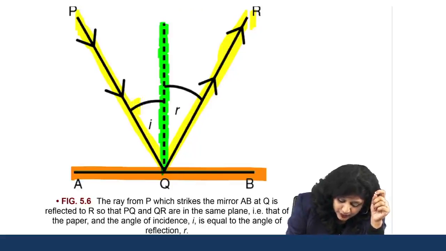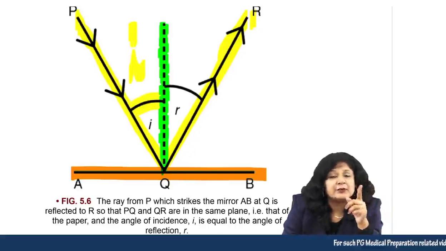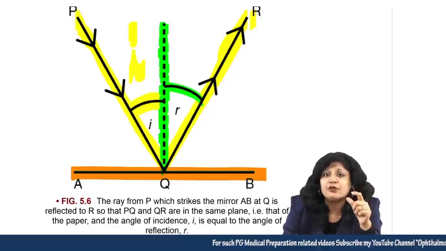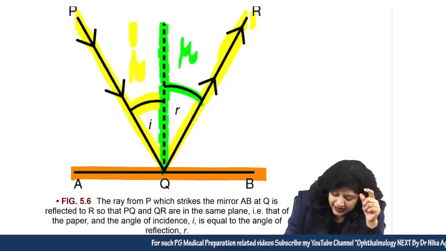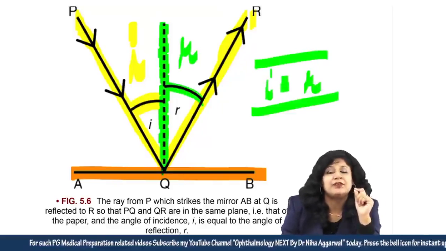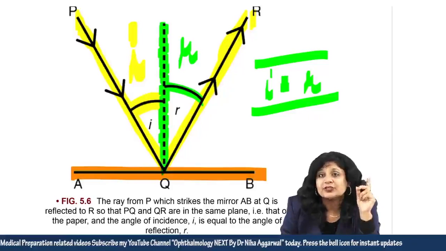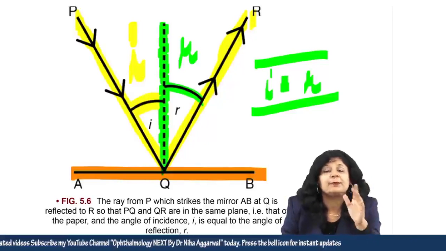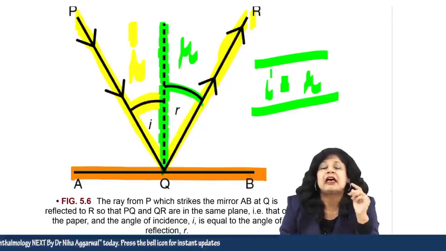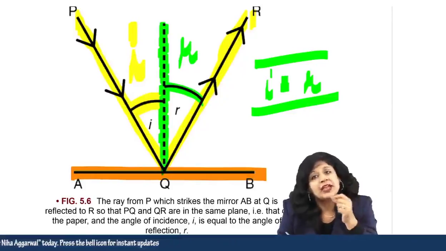incident ray and the normal is called the angle of incidence, I. If you consider the angle between the normal and the reflected ray, this is called the angle of reflection, R, and I is equal to R. Very simple. We have three rules. The normal is an imaginary line perpendicular to the surface, all three lie in the same plane, and the angle of incidence is equal to the angle of reflection.